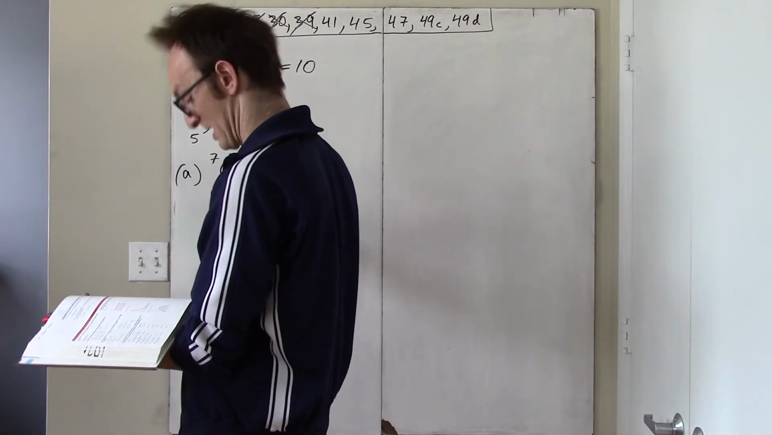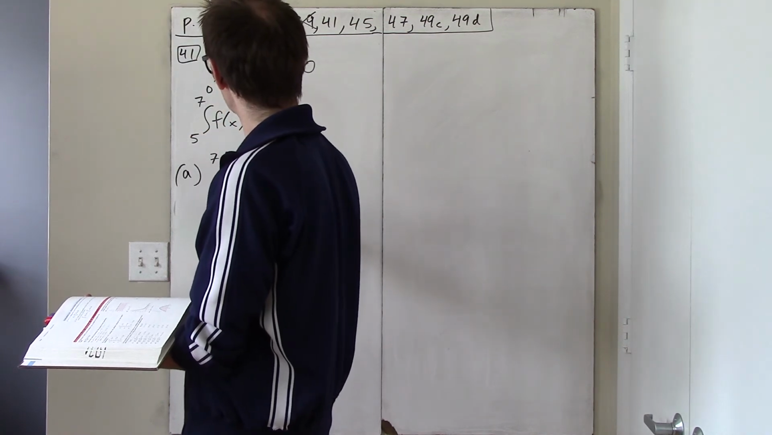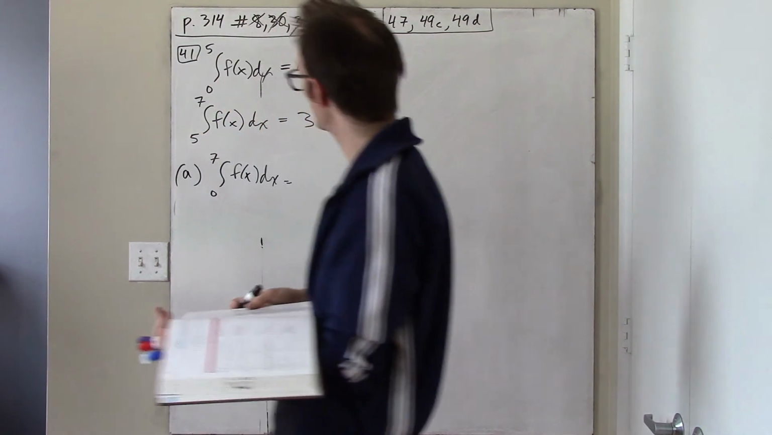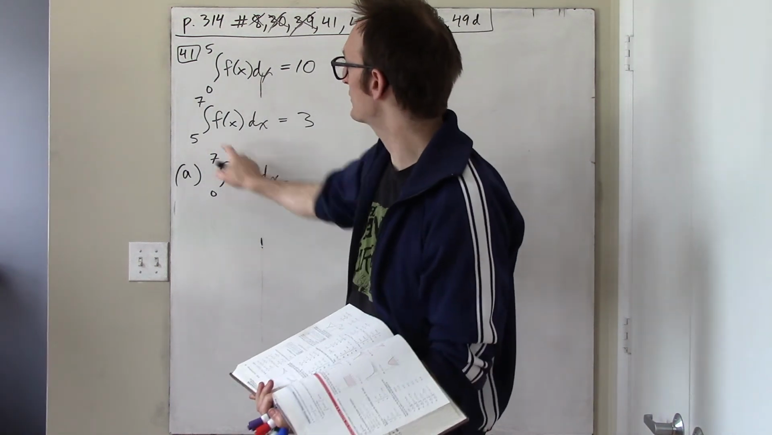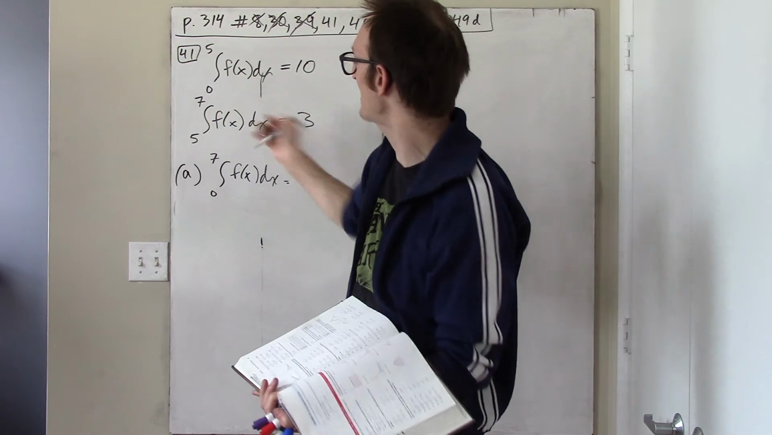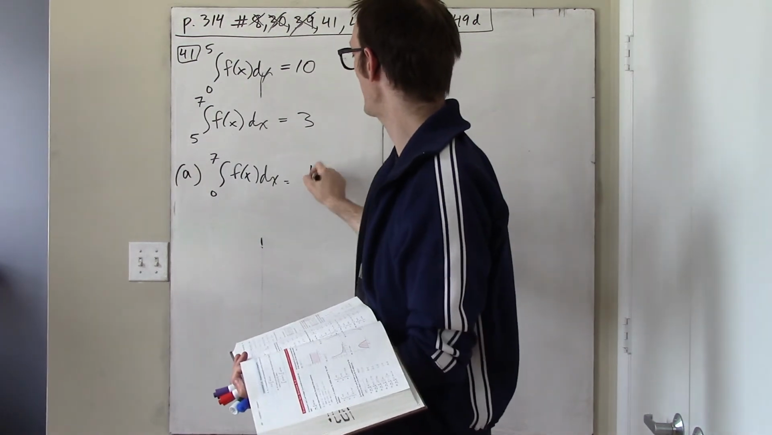I might not write too much here because these were meant to be done very, very quickly and easily. What's the integral from 0 to 7? It's just the integral from 0 to 5 plus the integral from 5 to 7. So this is just 3 plus 10, this is just 13.